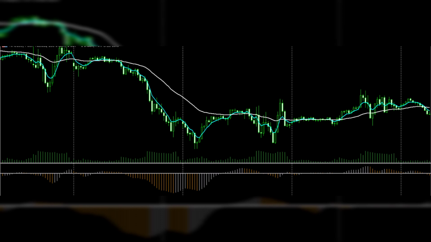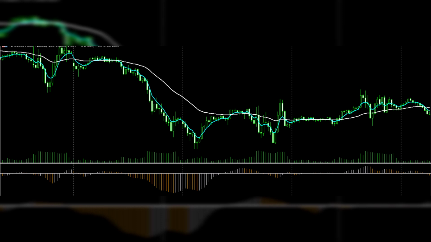For a short setup, the AO closes below zero, positive to negative. Again, valid only on close, and ideally after a period above zero. Skip this signal if AO whipsaws around zero with back-to-back crosses, or if the cross comes after an extended run when price is already stretched. That's often a late entry.